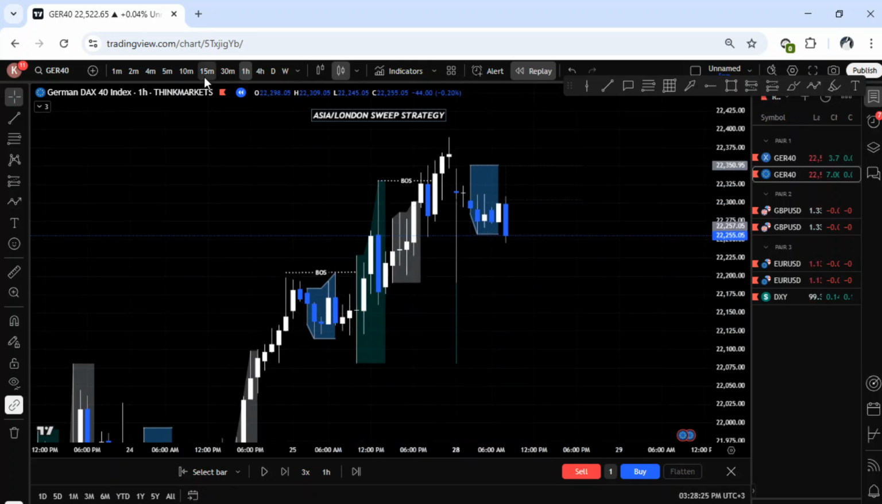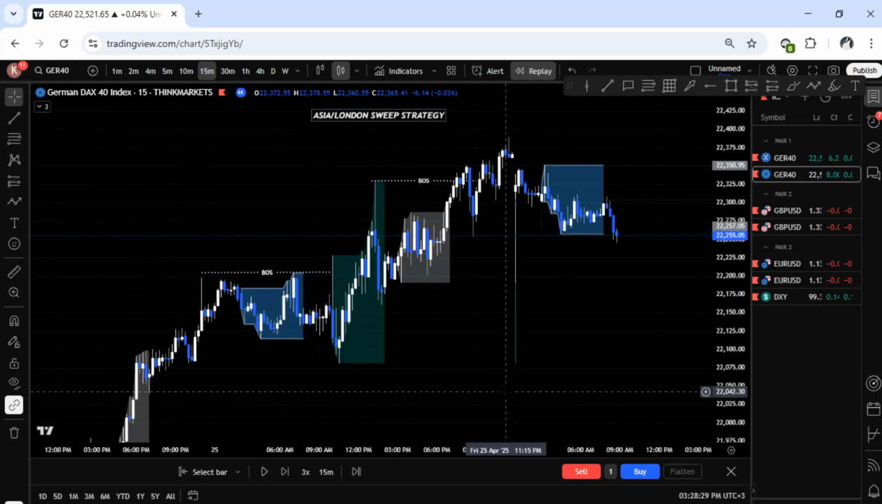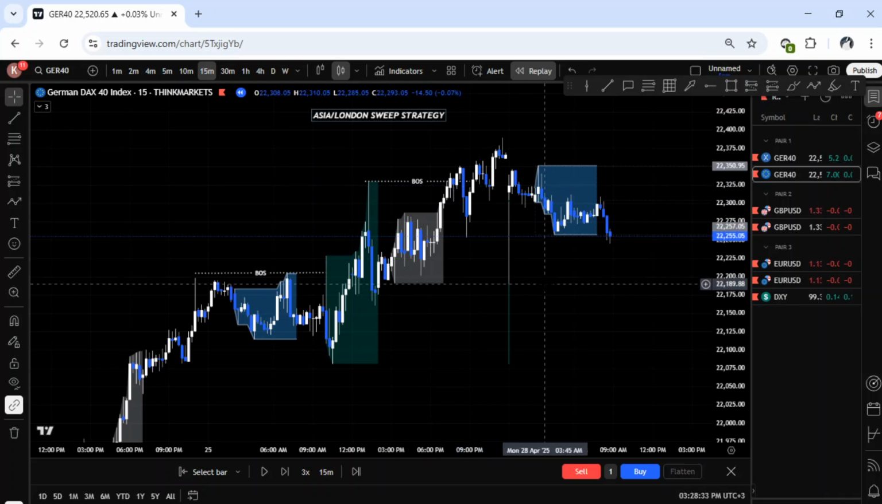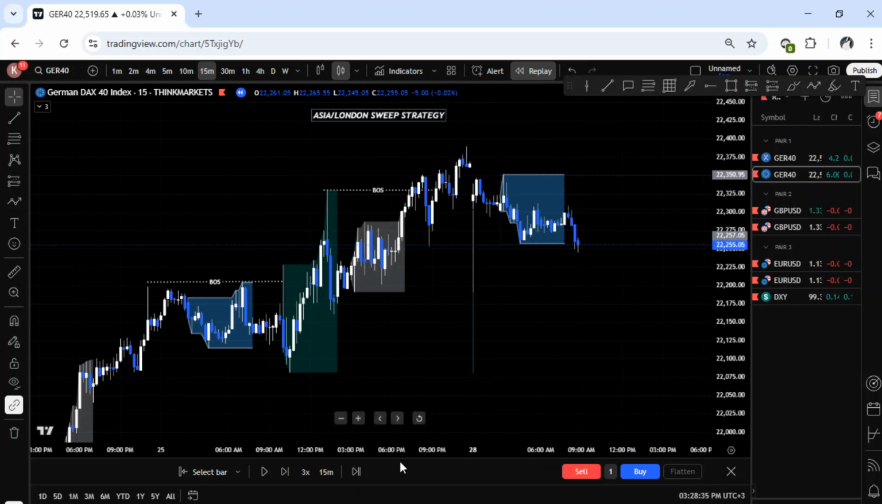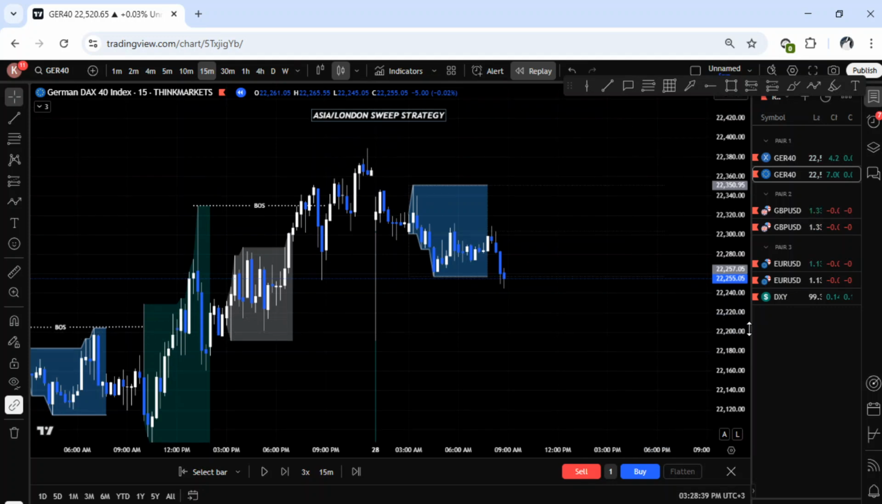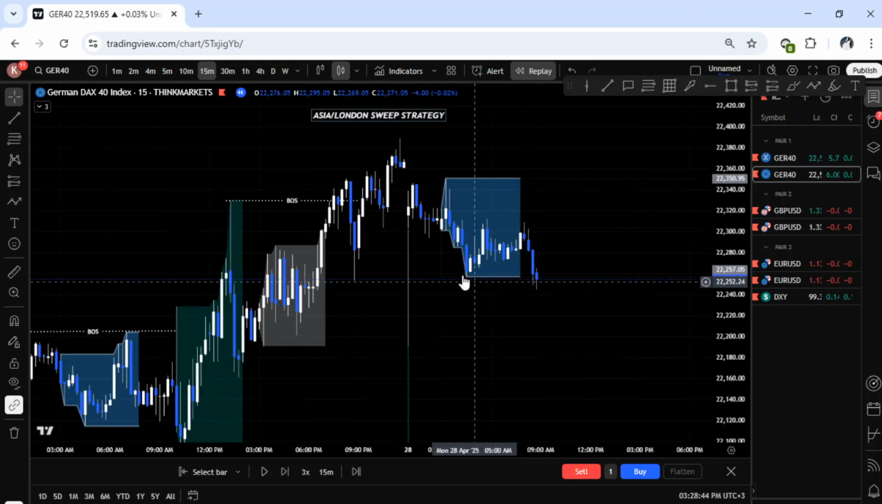So what happens is that I'm always in 15 minutes. I don't even check this higher time frame, but just for reference purposes, you can see we have a break of structure. We have a break of structure here. So after the break of structure has occurred, all you need to do is wait for session sweep. So I always wait for session sweep.